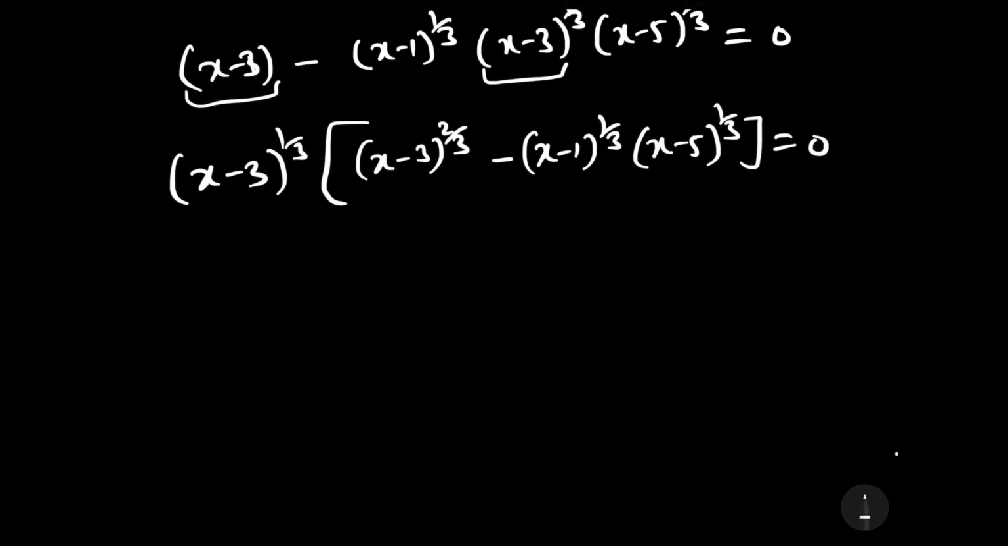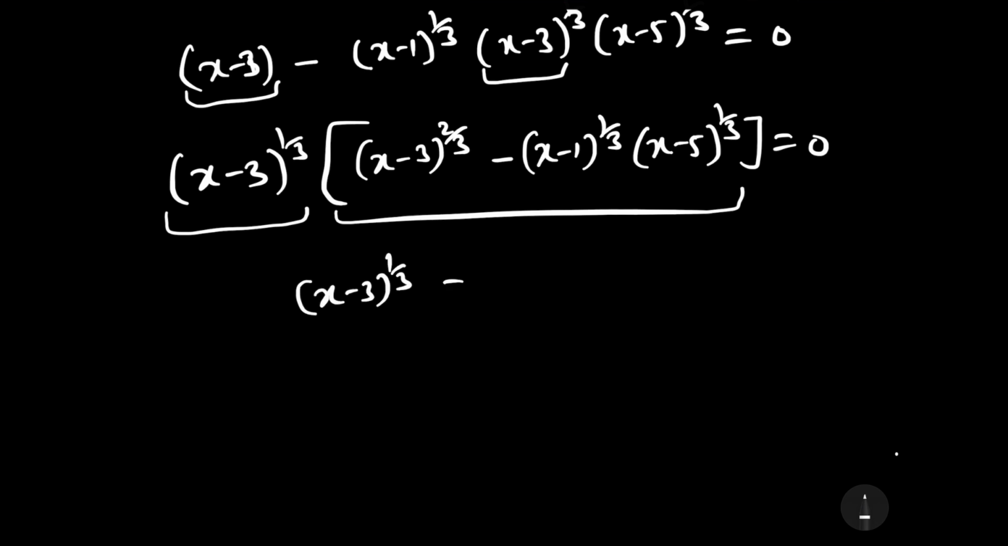It means either this term is equal to 0 or (x minus 3)^(1/3) is equal to 0. It means (x minus 3)^(1/3) is equal to 0, so x minus 3 is equal to 0. Cubing both sides, we will have x minus 3 is equal to 0, or x is equal to 3.